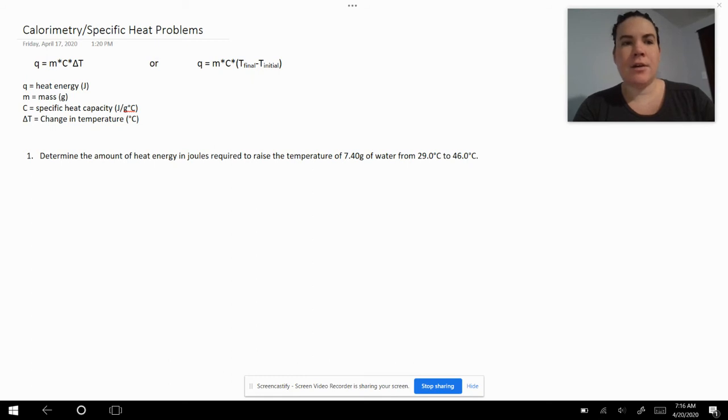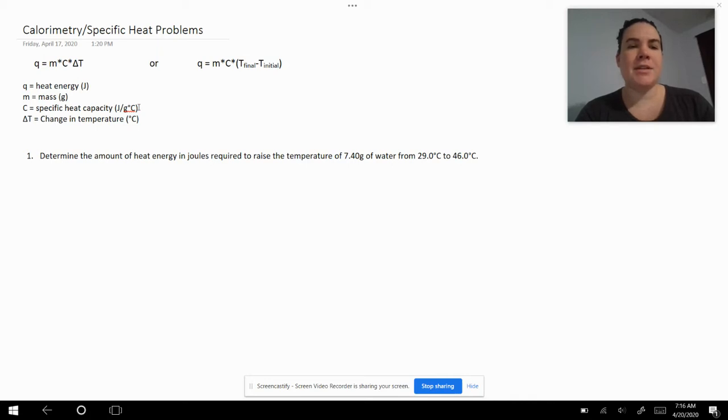C is called the specific heat capacity. As we know, different substances will absorb heat differently. For example, water can absorb a lot of heat before it changes temperature, whereas metals can only absorb a little bit of heat before they change temperature. So if you're looking at page 3, that chart at the top is showing the specific heat capacities. And you can see the metals are generally lower and water has the highest one in the liquid state.